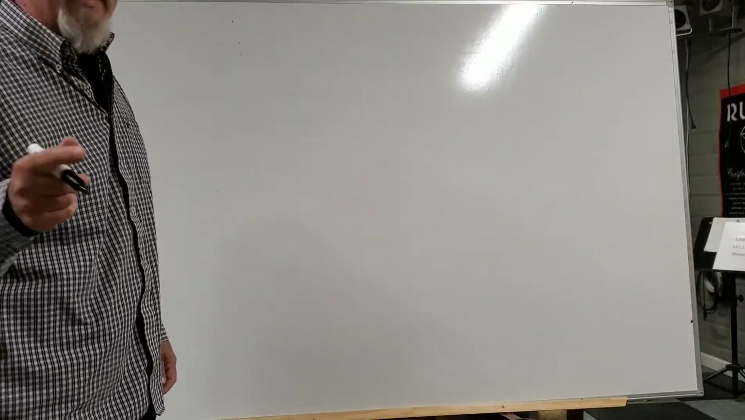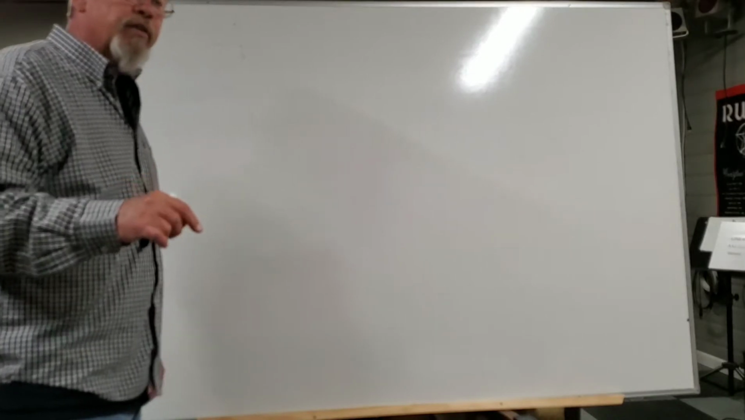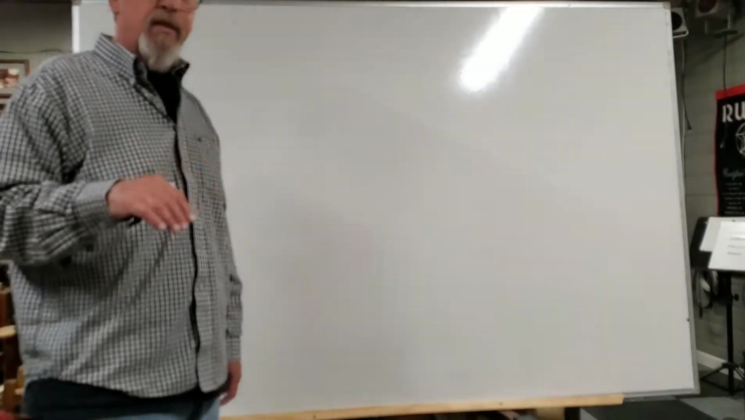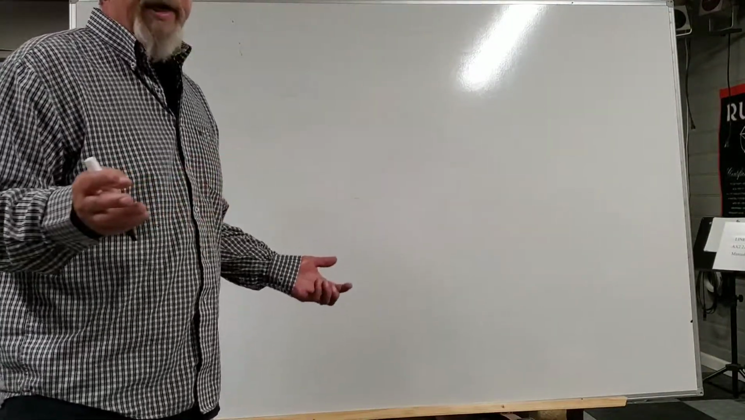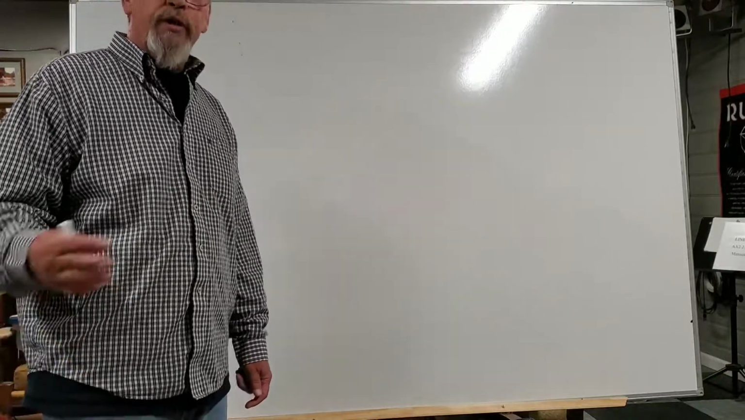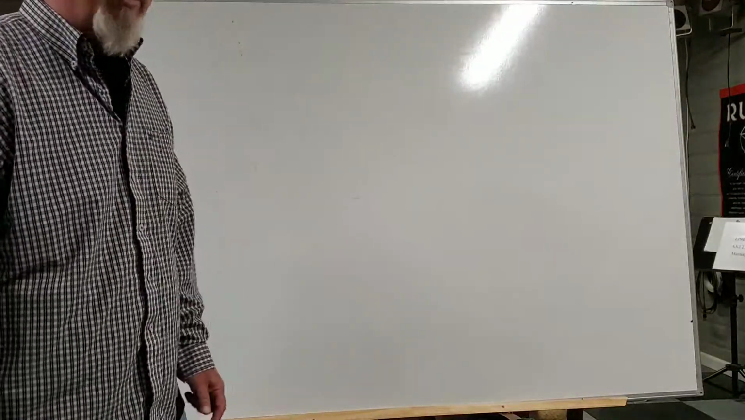Alright, here's the next thing. The next big thing when it comes to combination circuits is understanding what equivalent resistance is. Equivalent resistance. Well, we've been dealing with equivalent resistance all along. We actually called it total resistance. It's just the accumulation of all the resistances together.